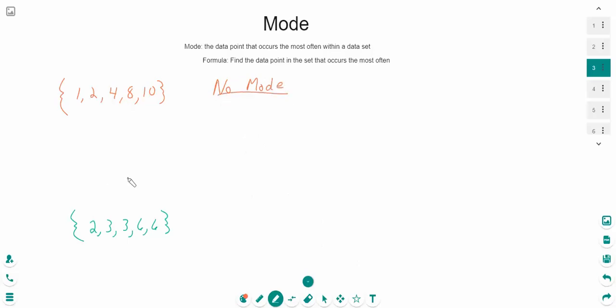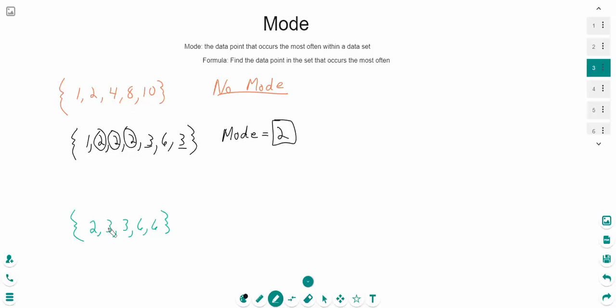There is no mode if everything only occurs once. If I have a data set like this, where maybe it's 1, 2, 2, 2, 3, 6, and let's make it interesting, we'll just put another 3 in here. And I'm trying to find the mode. I would look at all the data points and say, well, I've got 1, 2, 3 2s. I've got 2 3s, 1 6, and 1 1. So the one that occurs the most often is the 2. So the mode for this one is a 2.